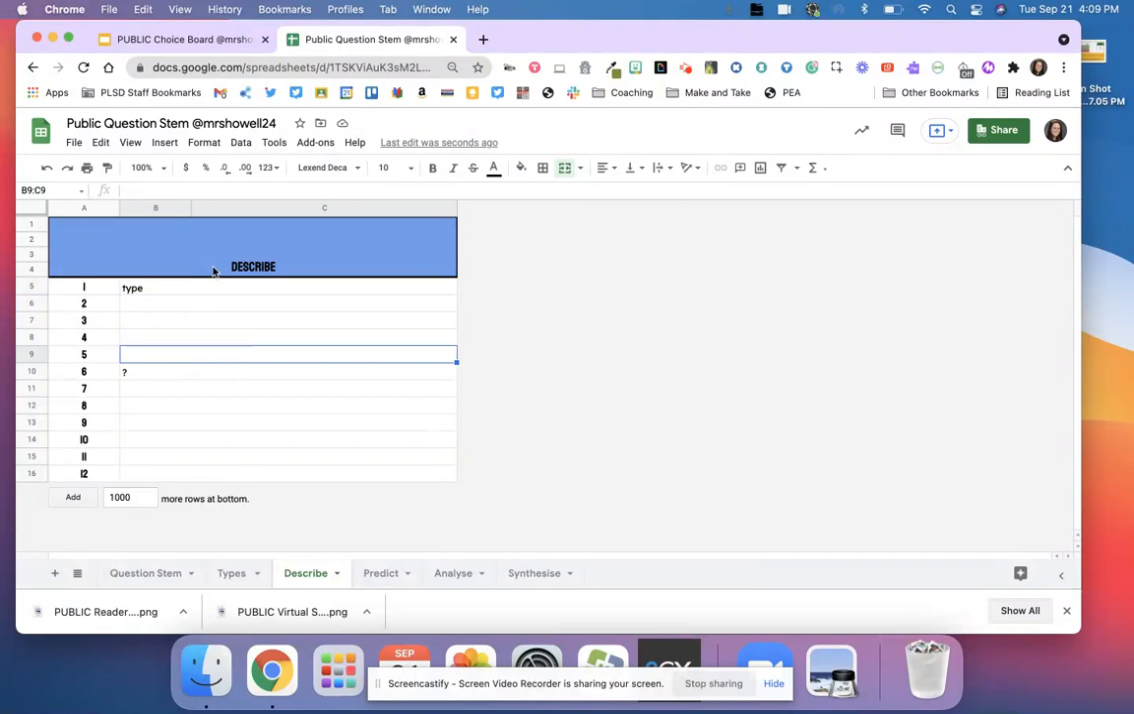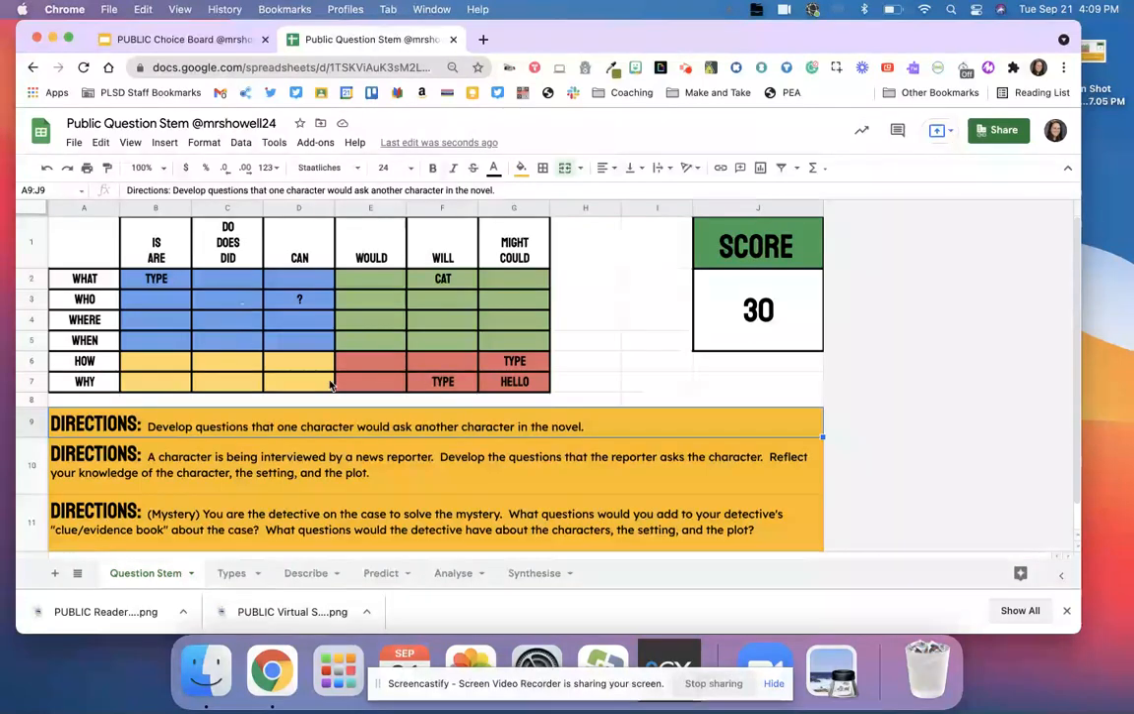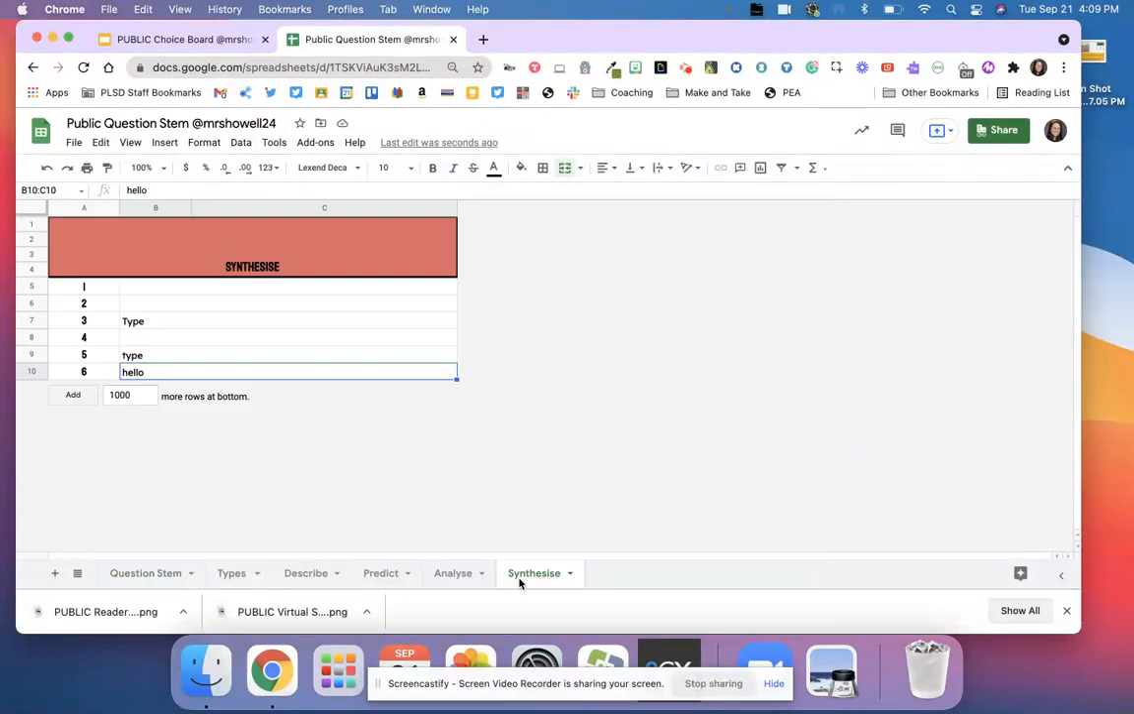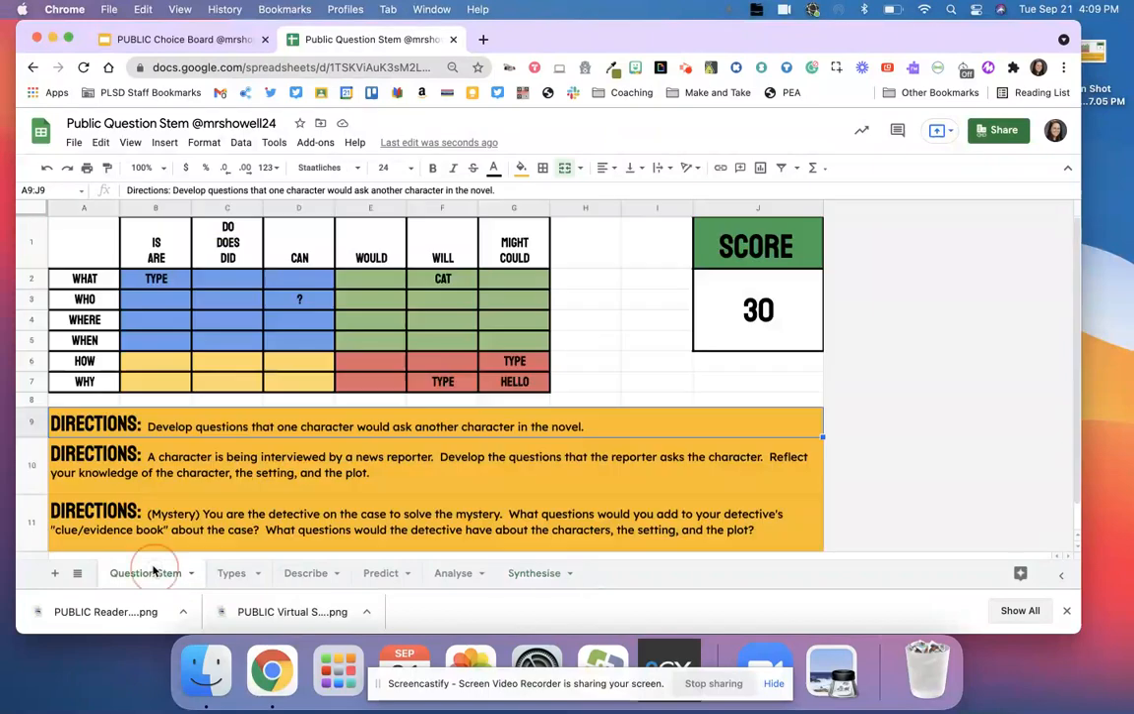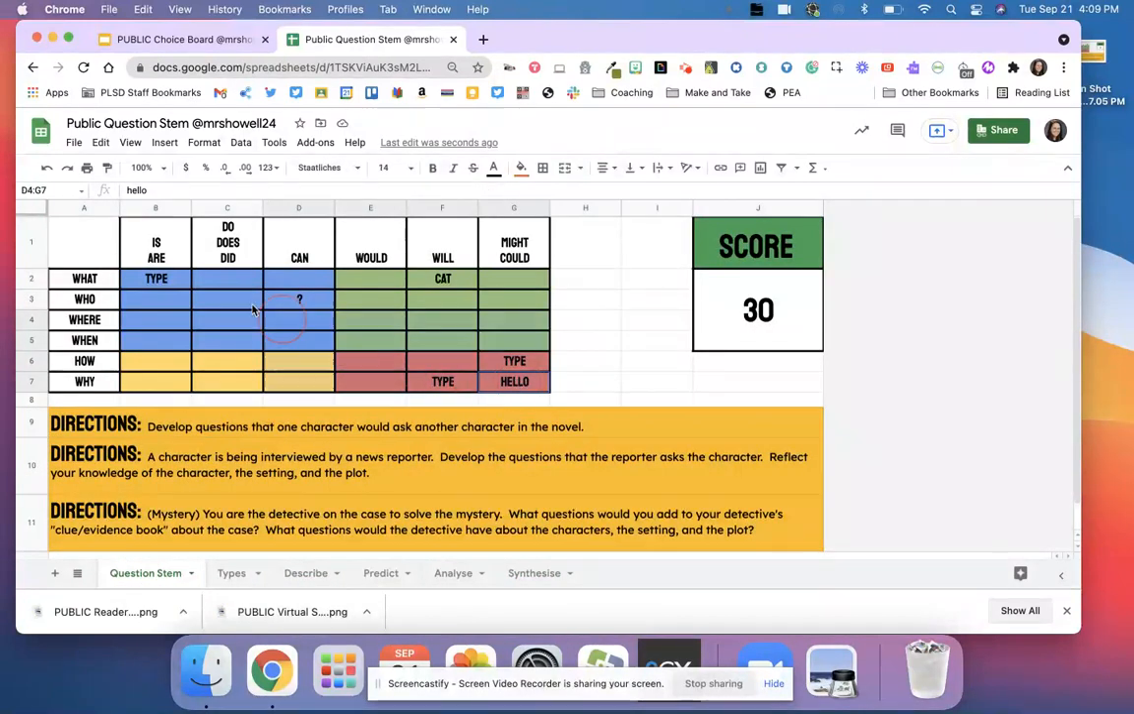They can go and look, oh, I asked these types of describing questions. Oh, I asked these types of synthesis questions. And then they could create some type of game board using what they did from the game over here. Maybe they want to say, okay, these are going to be worth more points on my game, where these are easier ones, like describing, which will be a lot simpler.